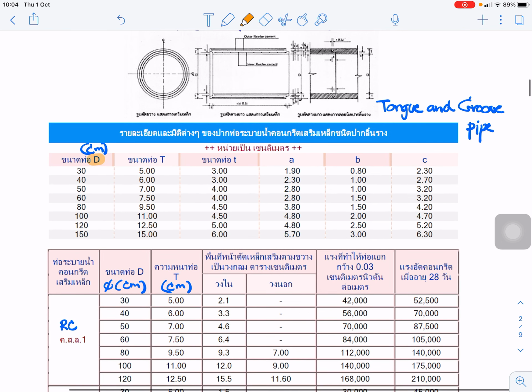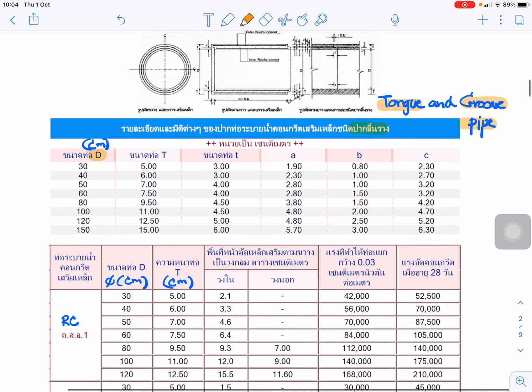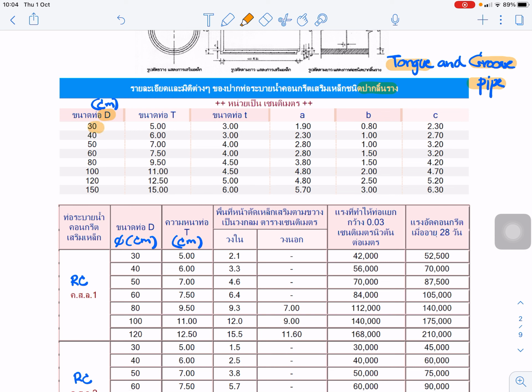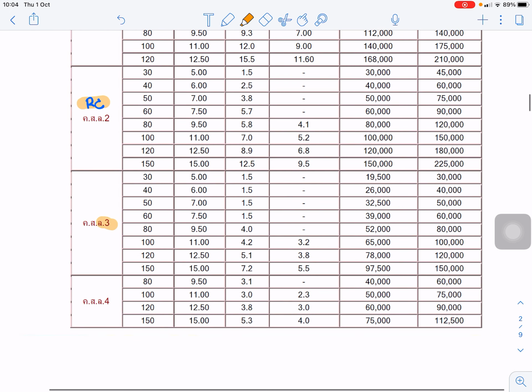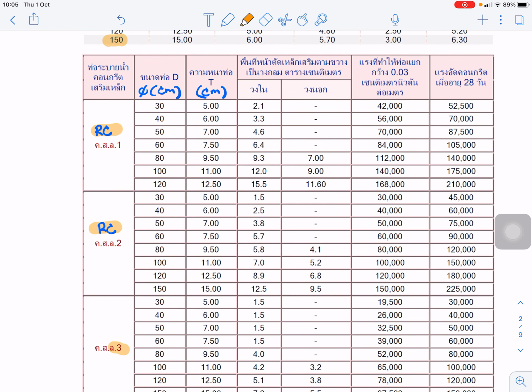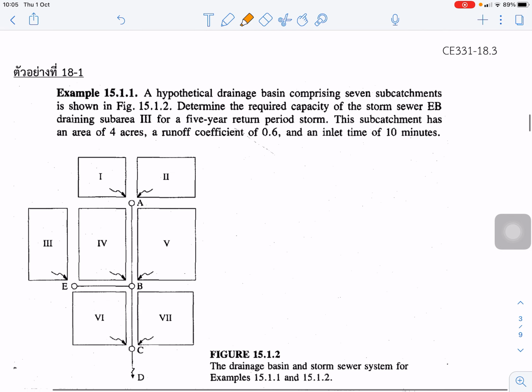In this case, the type of the concrete pipe we call Ba Lin Lang, or tongue and groove pipe. It's a typical design in Thailand. The diameter varies from 30 centimeters to 150 centimeters. They also have different types of concrete, RC1, RC2, RC3, and RC4, depending on the strength of the concrete and the reinforcement. You can choose from this catalog by diameter and the thickness of the pipe. Okay, we move to this example.